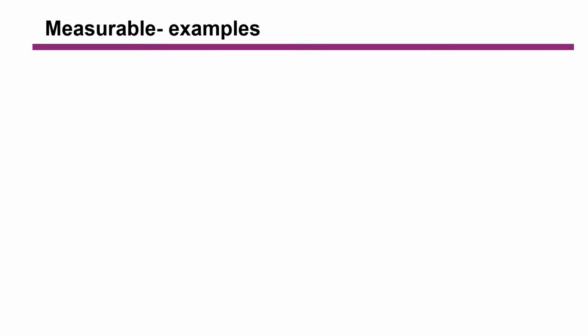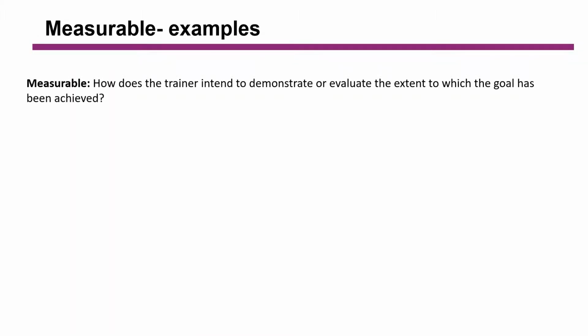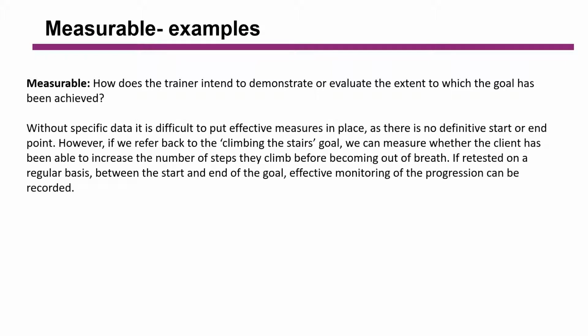Let's have a look what we mean by measurable. So measurable: how does the trainer intend to demonstrate or evaluate the extent to which the goal has been achieved? Without specific data, it's difficult to put effective measures in place, as there's no definitive start or end point.